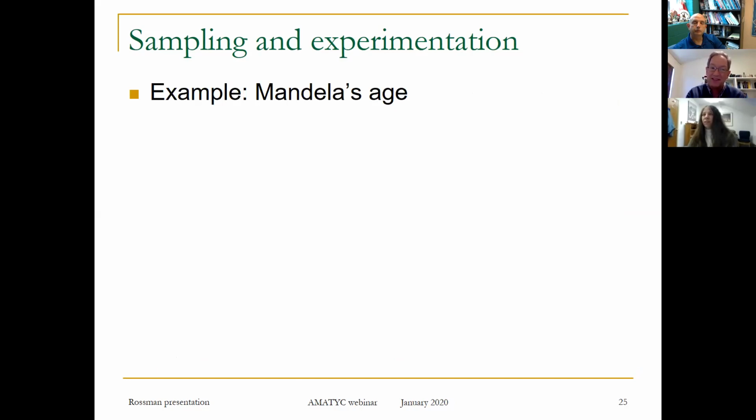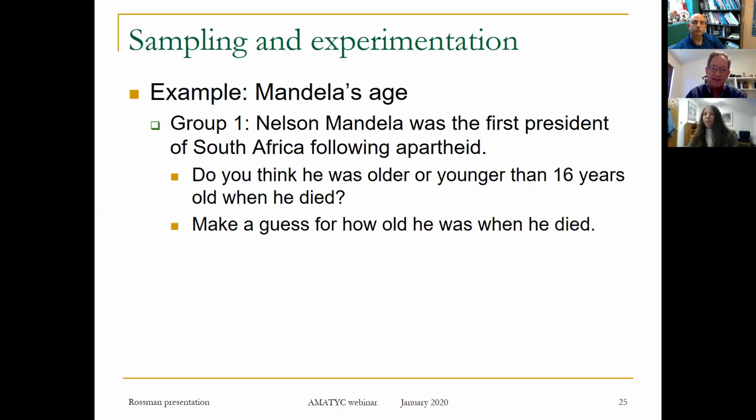So I give half the students in the room a slip of paper with these two questions on it. I'll give you a chance to read the questions. I do tell them who Nelson Mandela was in case anyone doesn't know. You can see the first question there is ridiculous. Of course, Mandela was older than 16 years old when he died. That's not a relevant question at all. Why am I bothering to ask that?